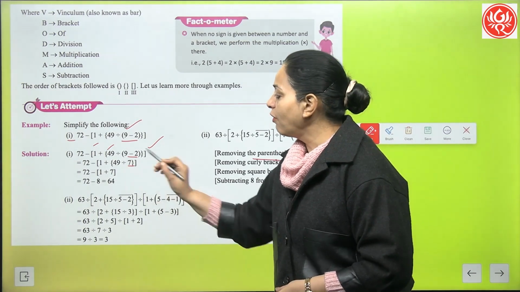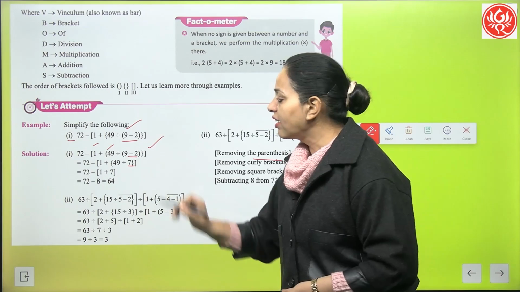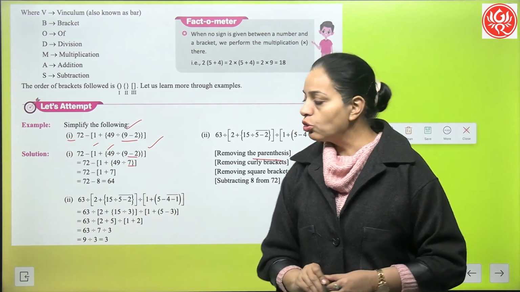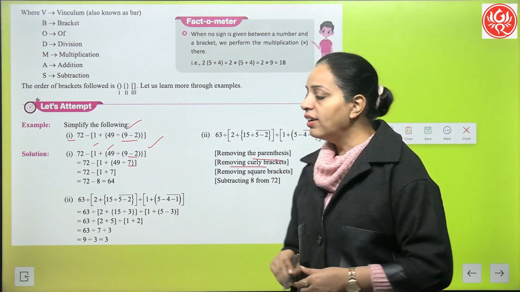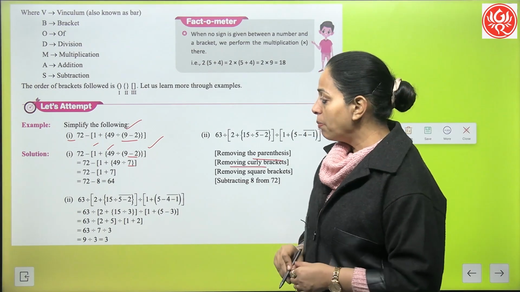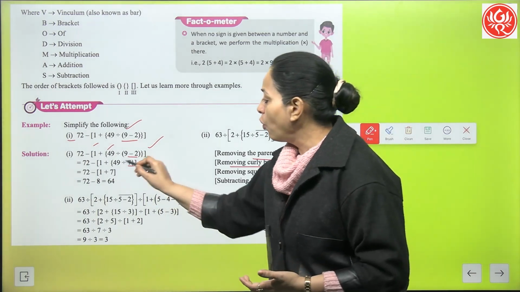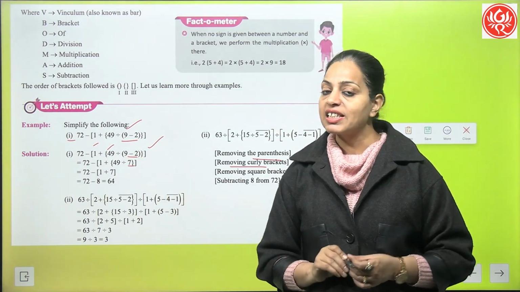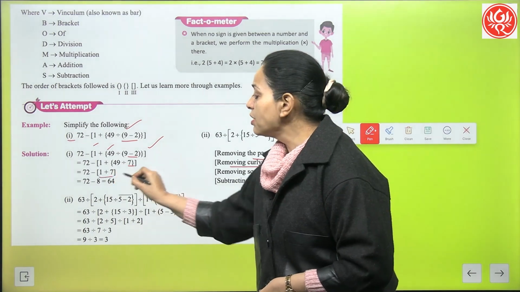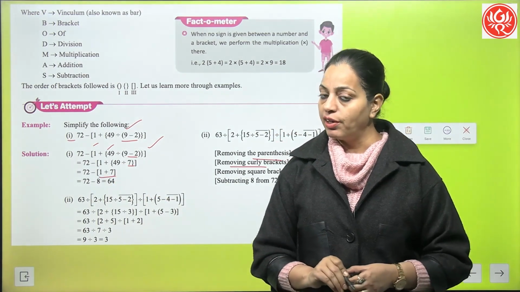Now 49 divided by 7, it is in the curly bracket. Now what to do? Simplify curly brackets. जब इसे हम simplify करेंगे तो we have to remove curly brackets. So 49 divided by 7, this is 7. So it becomes 1 plus 7, right?